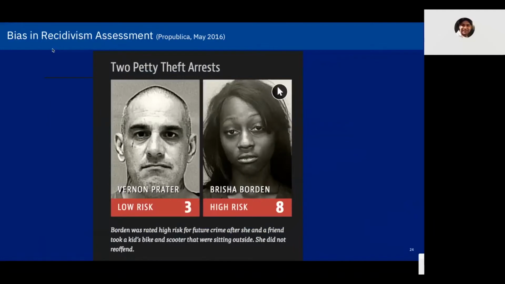Some of the examples, if you see here, in this case, Brisha Borden was rated high risk for future crime, and she had actually taken a kid's bike and scooter that was sitting outside. But according to the software, she was rated as having a very high likelihood of committing something major again.